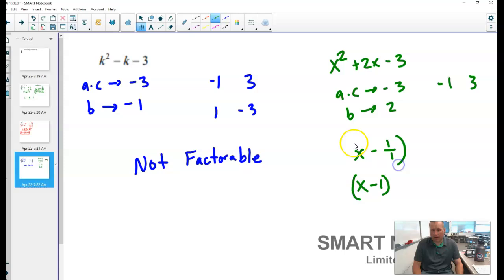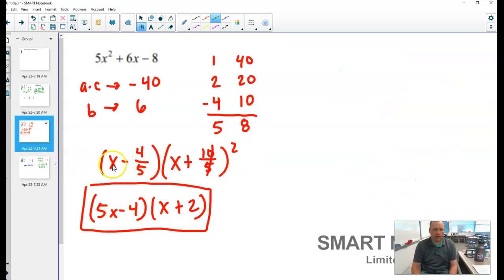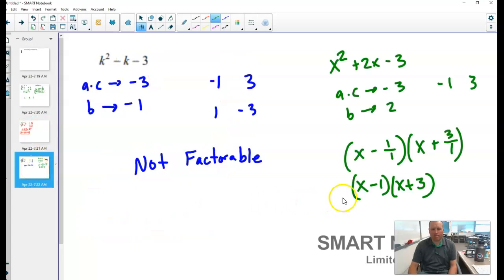And then the other one, again, look at what happens here. I go x plus 3 over 1. Again, dividing by 1 does not do anything, so this is just x plus 3 is what you end up with, okay? So just be aware of that. When a is 1, it doesn't really change anything. You don't have to do like we did on this one where you've got the 5 and do that. So those are kind of the two unique situations: when a is 1, or when it's not factorable.